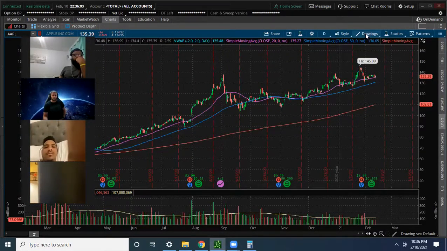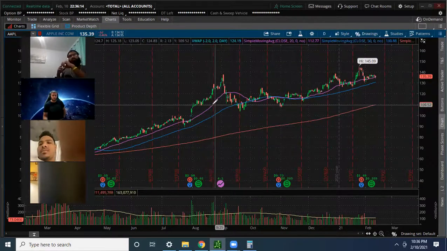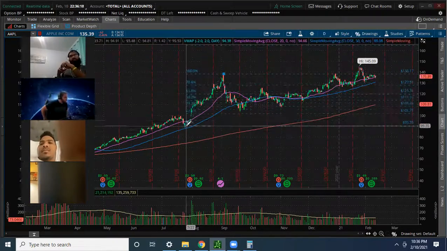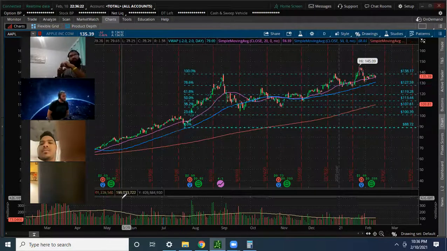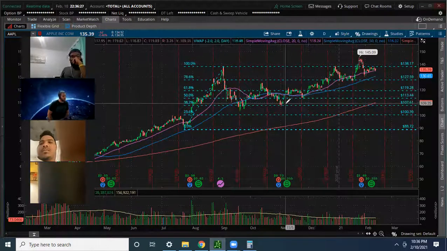So if we go to our drawing tab, our drawing tools, we're going to use the Fibonacci retracement tool. That's this tool over here. And what we do is we take the high of the impulse and the low of the impulse, and it'll mark key levels for us. Look at that. Look at this over here.